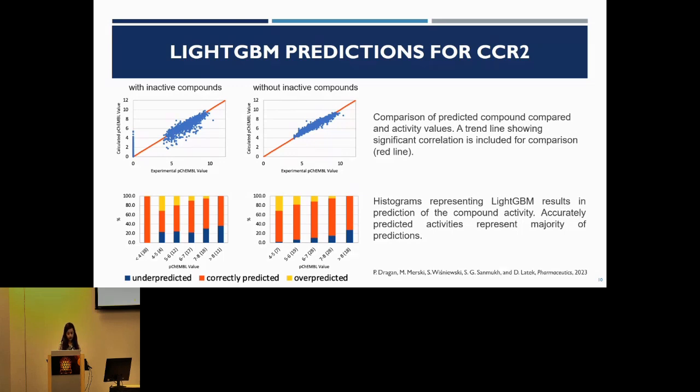And in the bar graph below, you can also see that the number of correctly predicted compounds was also higher in comparison to the model trained with the inactive compounds. So what this means is that for multi-class classification tasks, the removal of negative data points improved the prediction, while the opposite was found to be true for binary classification, which just distinguishes between inactive and active compounds.